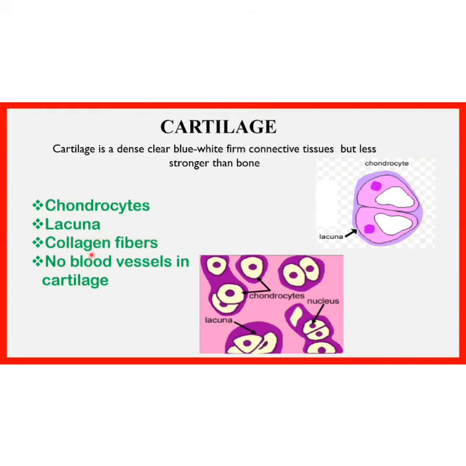Collagen fibers. The matrix of cartilage also contains collagen fibers. Chondrocytes are present, and in the matrix, fibers are present. These fibers are made up of protein, and these are called collagen fibers. There are no blood vessels in the cartilage. Blood vessels do not enter the cartilage. The cartilage gets food from the fluid.